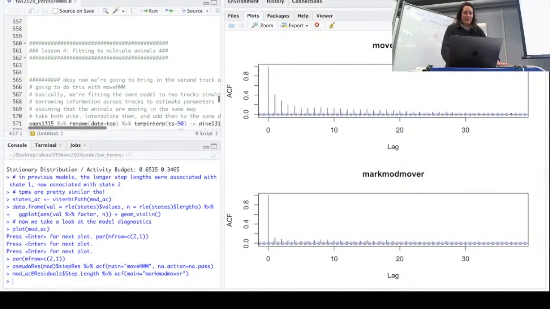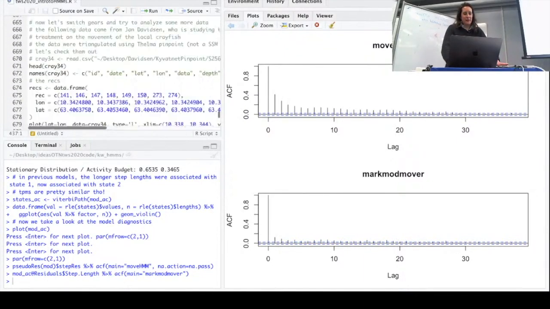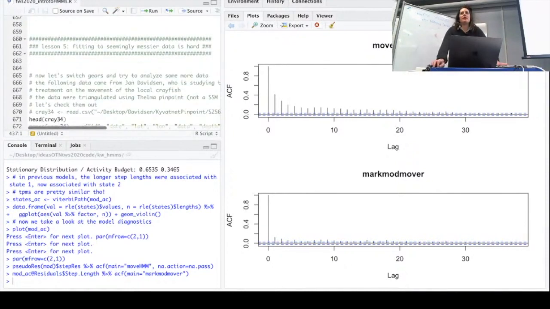Finally, in the last example, the last lesson, we fit to seemingly messier data, using positioning data from Telma Pinpoint, and that gets really, really tricky. I can only do it for a certain subset of one data set. It goes to show that it can be really hard, and when you can't fit a model to data, it means that something's not there. It's likely leading to NAs in your likelihood evaluation, because the data are saying this model is not correct. So I tried to comment these out.